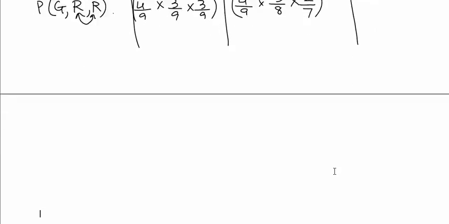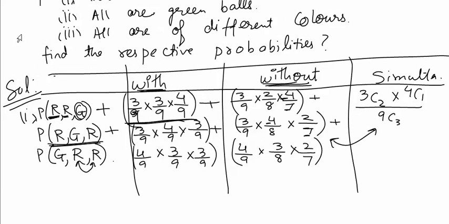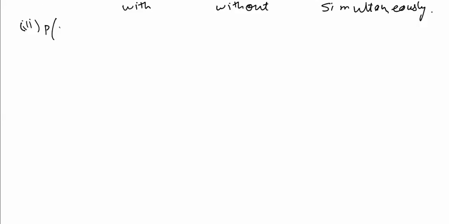Now let us talk about case number 2. What was case number 2? You want all the balls to be of the same color, and that also you want all the balls to be green color, if I'm not wrong. Let us check in the question that you want, in the second case, all the green balls. Yes, you want all the green balls. So again, we talk about with replacement, without replacement, and simultaneously, so we can always say that you want all green balls, so the probability of all green.